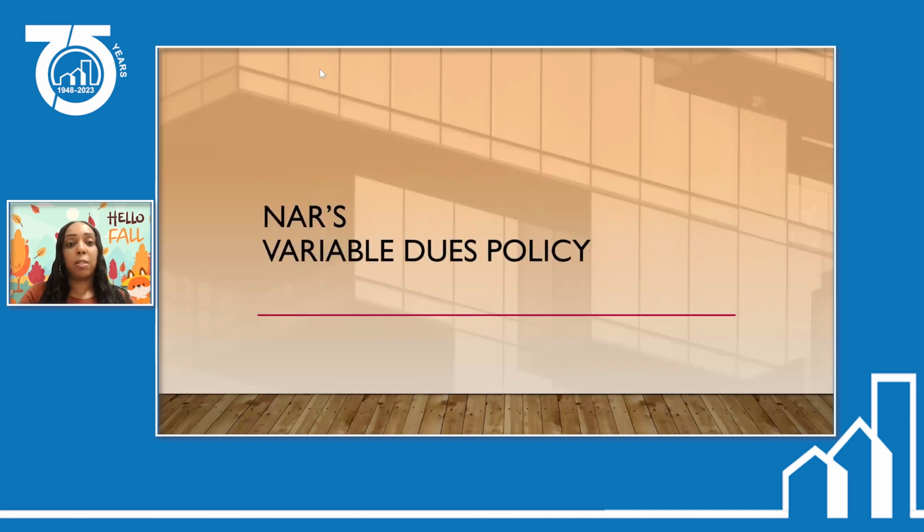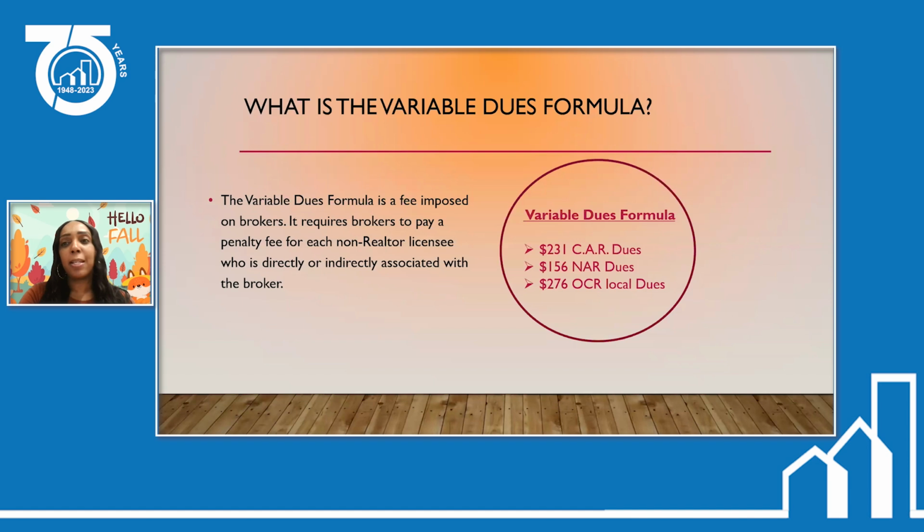So the variable dues policy, what is it? So basically the easiest way to explain what the variable dues formula is, I like to say that it's basically a fee that is imposed on brokers. It requires brokers to pay like a penalty fee for each non-realtor licensee who is directly or indirectly associated with the broker. So directly meaning that the agent license is directly under the broker's license, and indirectly meaning it's associated with the corporation's license. So it doesn't matter which license they're underneath, the designated broker is still responsible.